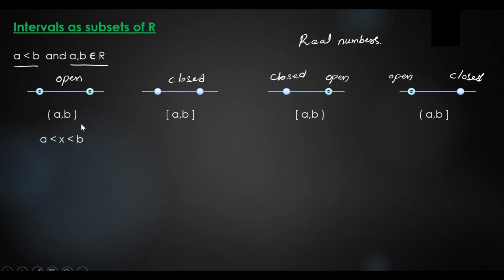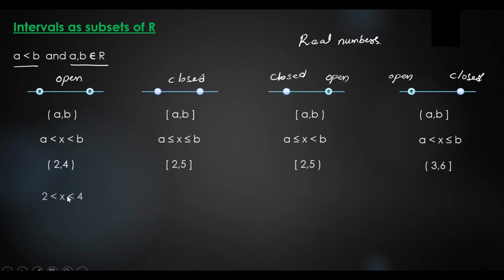Let's go into the values. A is less than X less than B, then it is called an open interval. If A is less than or equal to X less than or equal to B, then it is a closed interval. And here A is less than or equal to X less than B, we have a closed and open interval. And A is less than X less than or equal to B, then we have an open and closed interval.